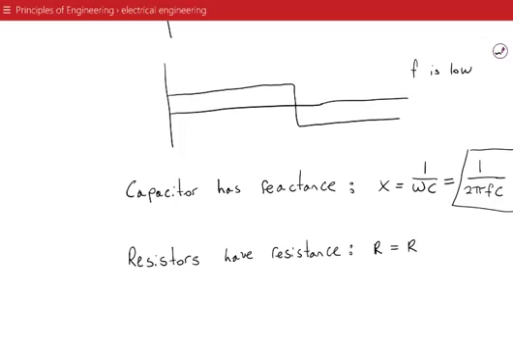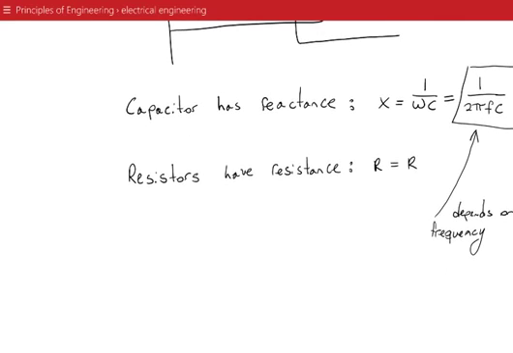So what's interesting is that a capacitor's resistance, its reactance, is frequency dependent. It depends on frequency. And because it's inversely proportional to frequency, if the frequency is high, the reactance is low. So if the frequency is very high, the reactance is low. And if the frequency is low, the reactance is high.